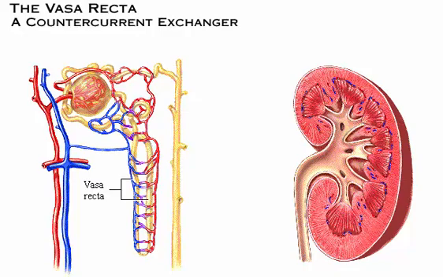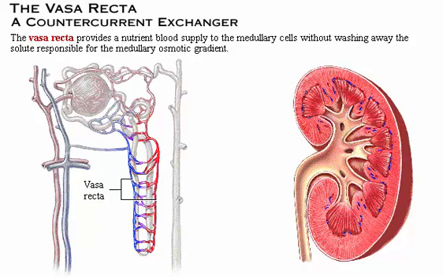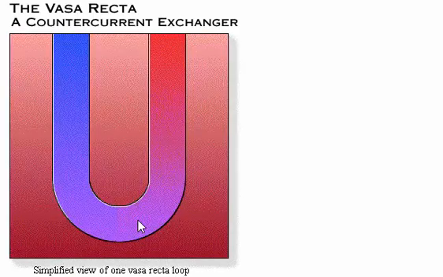Here we see a simplified view of one loop of the vasa recta. Blood in the vasa recta loops delivers nutrients, such as glucose and oxygen, to the cells of the region. At the same time, the loops function as counter-current exchangers of sodium chloride and water. The exchange mechanism works as follows.